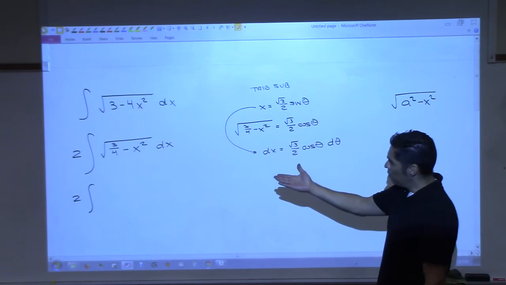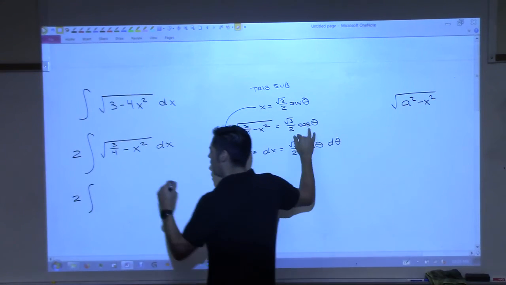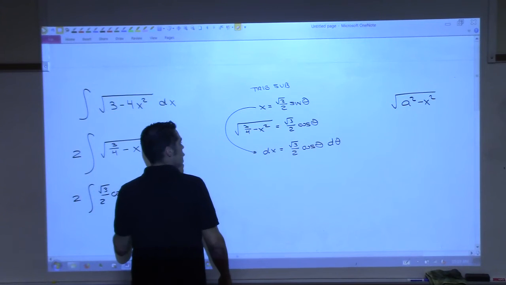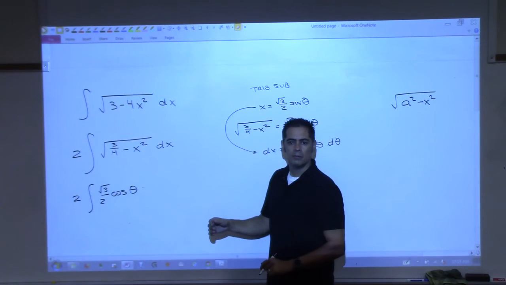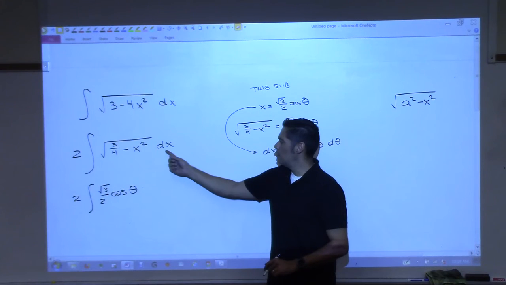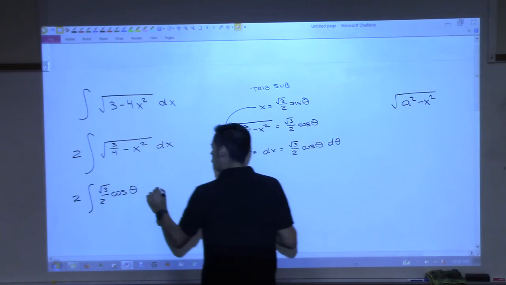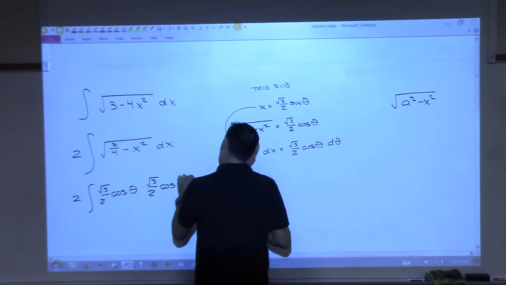Okay, so what does that root of all that stuff turn into? Well, that's right here, right? Root 3 over 2 cosine theta times dx. Root 3 over 2 again, cosine theta d theta.